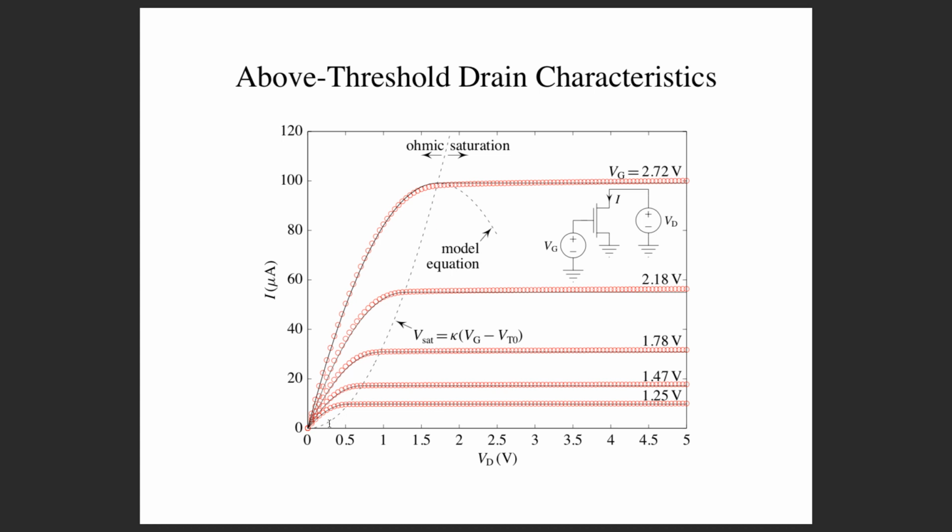Instead of having a nice vertical line demarcating the boundary between the ohmic and the saturation region on this family of drain characteristics, we have this kind of parabola that opens up like so. Here the saturation voltage is basically kappa times (Vg minus Vt0). This is actually Vd sat. Vds sat would be kappa times (Vg minus Vt0) minus Vs. So this upside down parabola is what the model predicts.